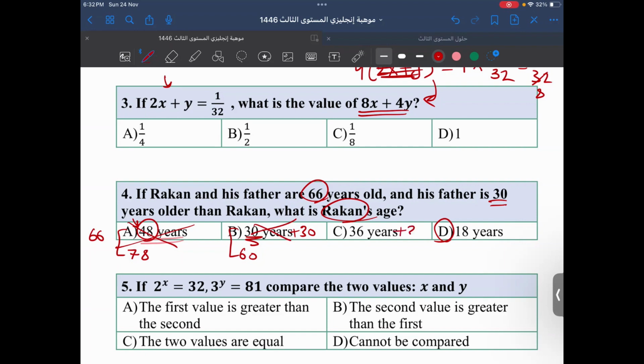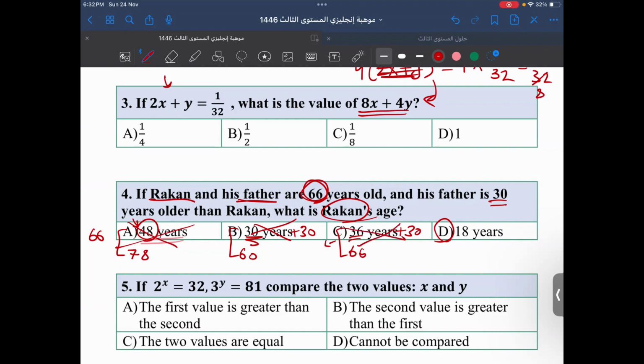36 plus 30. So his father's age would be? 66. When I add them together, does it equal 66? No. So this one is also wrong.